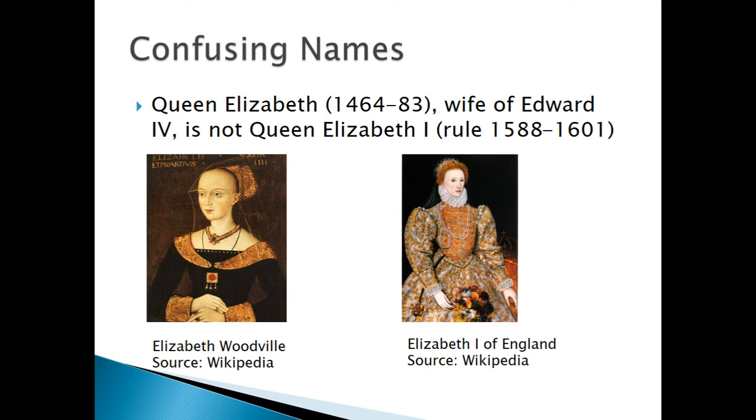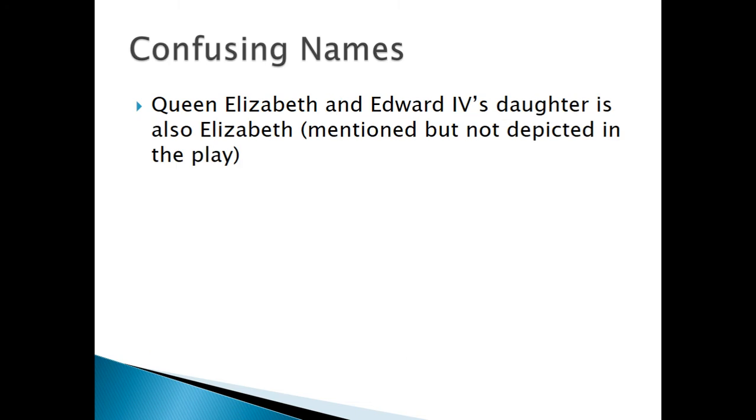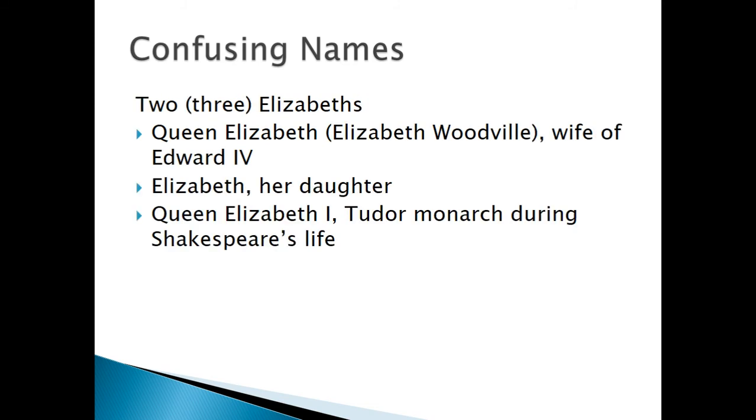One is Queen Elizabeth, who's the wife of Edward IV at the beginning of the play, and it's important to note that she's not the Queen Elizabeth the first, who ruled in her own right. The wife of Edward IV is a queen consort, and so she's not given a Roman numeral like the kings would have. Of course, as I mentioned earlier, there's also the daughter of Queen Elizabeth and Edward IV, who's mentioned but not depicted. So that gives us three Elizabeths to track.